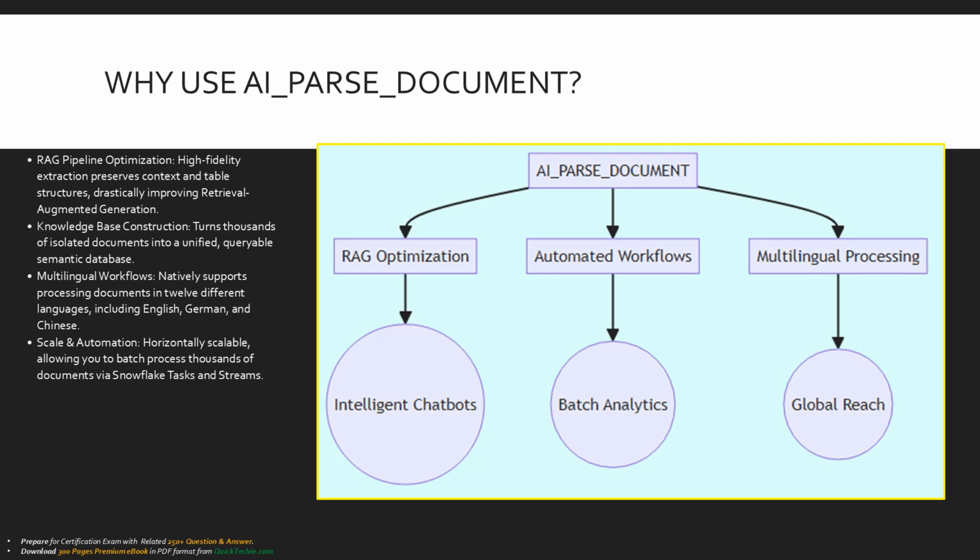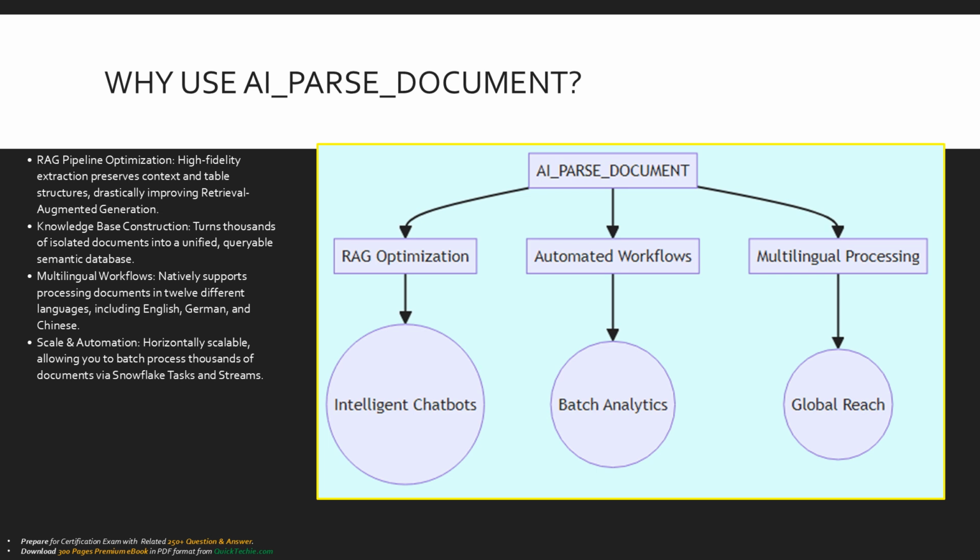So, why do we use this? Why not just use a standard Python text reader? The biggest driver is RAG pipeline optimization. When you feed a generic text dump of a PDF into a large language model, it loses the table structures and paragraph context, leading to poor answers. AI Parse Document extracts the data with high fidelity, maintaining table rows and reading order. This makes your AI chatbots incredibly smart. It allows you to build massive, semantic knowledge bases from historical contracts, reports, and emails.